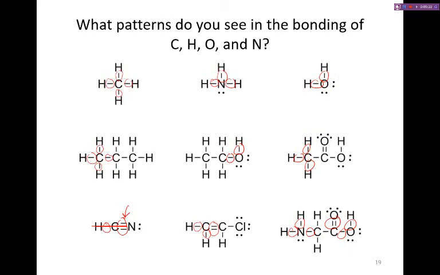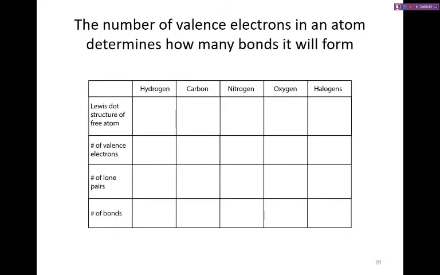And we can summarize this in a rule that we're going to call the rules of valence. The number of valence electrons in an atom determines how many bonds it will form. This we call the rules of valence. So when we look at the Lewis dot structure of the free atoms, we can see hydrogen has one Lewis dot, it has one valence electron, no lone pairs, and it forms one bond.